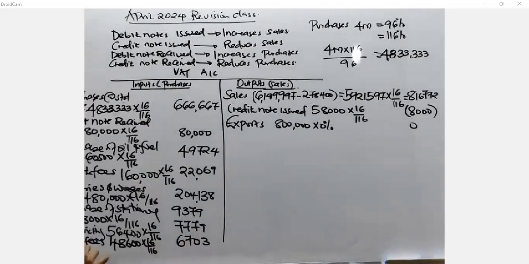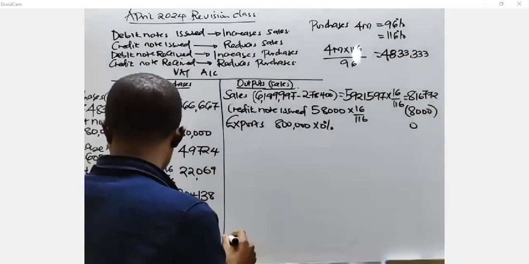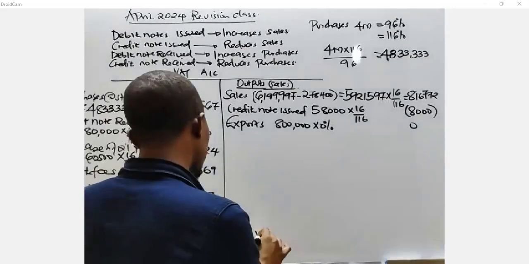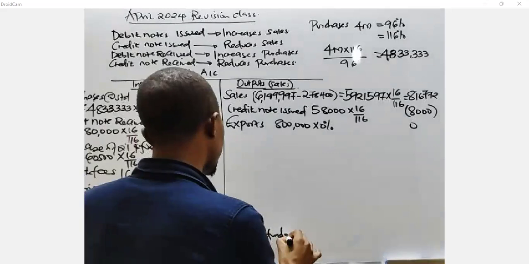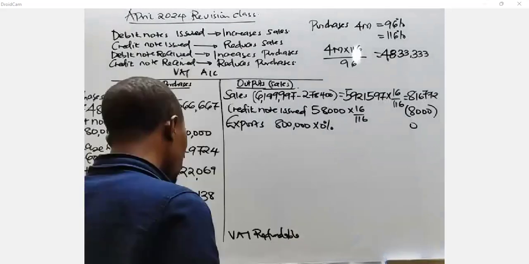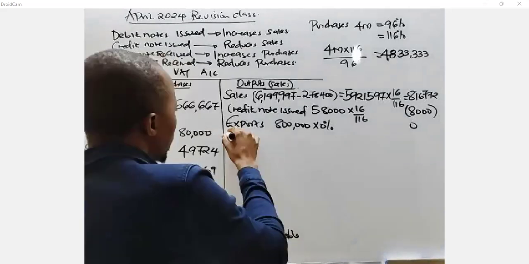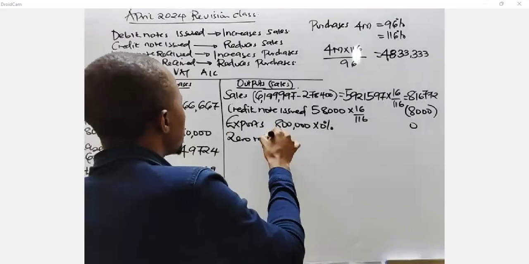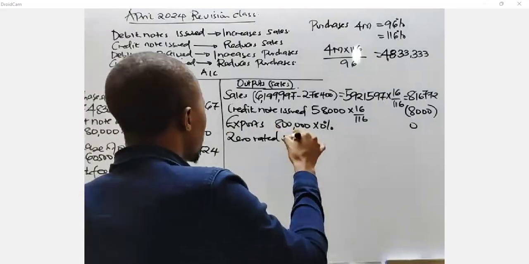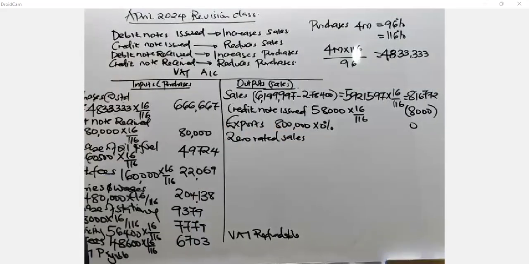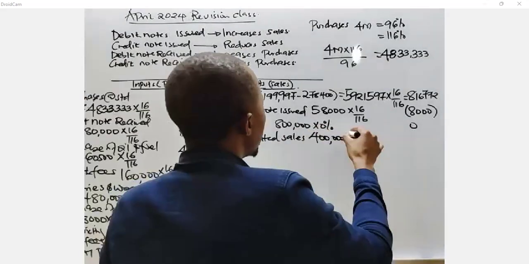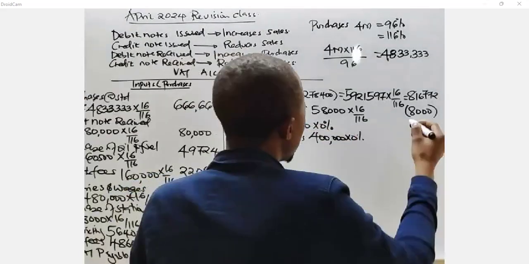When you do the totals, if the excess comes on this side, we have the VAT payable. If it comes on this side, we have the VAT refundable, which we can put there. I can also see we have zero-rated sales, and we have been told our zero-rated sales amount to 400,000. So 400,000 times 0%, you are getting zero there.